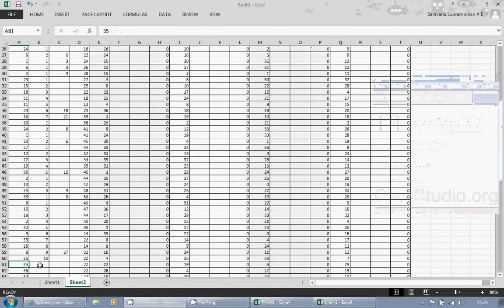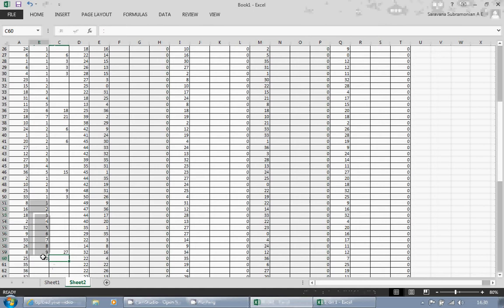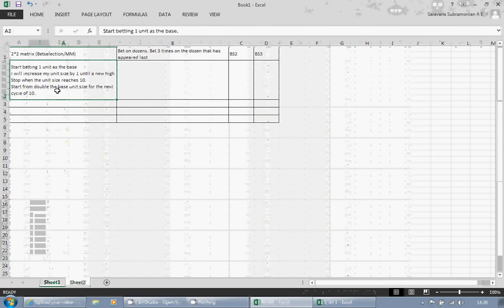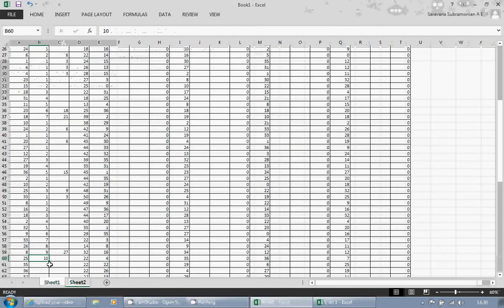So now when I get to the 61st spin, I notice that we get a long lull here, and we have reached the progression maximum of 10, and we are not on a new high. So we go back and see what we do. We start with double the base unit size from the next cycle of 10. So we are going to put 2 here.